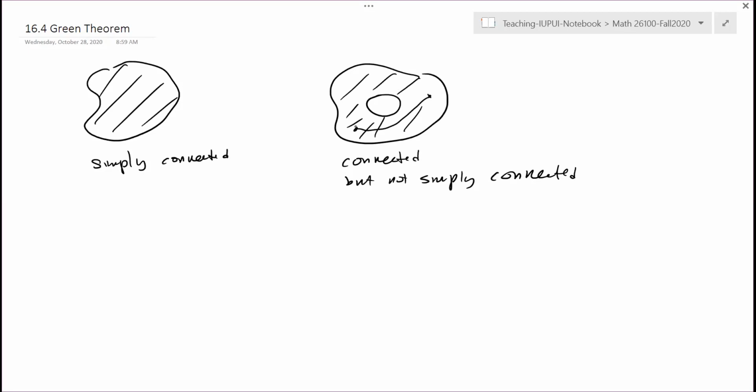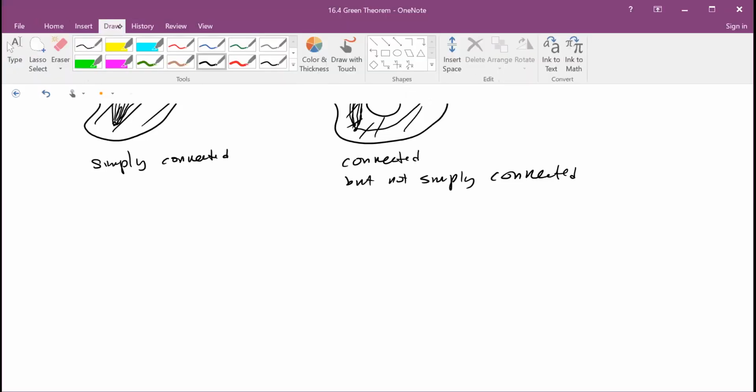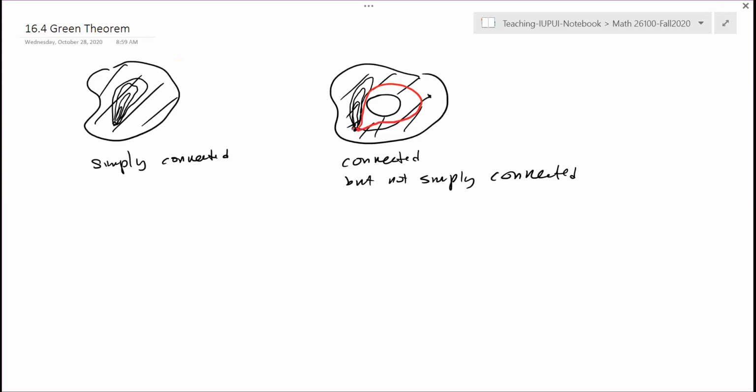Roughly speaking, if you make a loop here, you can always shrink it without any obstruction. And this loop, yes, you can shrink it to a point. But if the loop is around the hole as a whole, you are not able to shrink the loop to a point. That's why this kind of domain is not called simply connected.